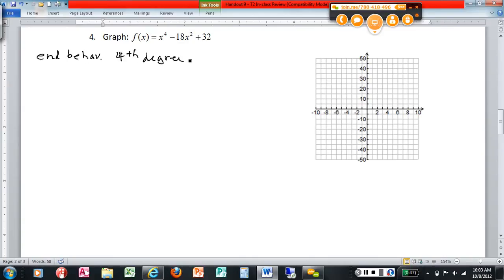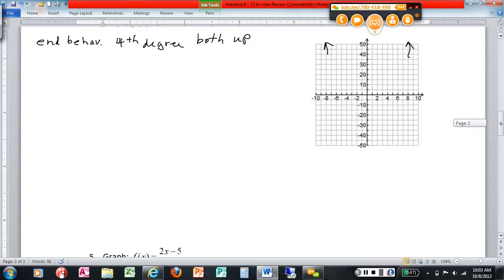Well, the A is we got a positive x to the 4th, so that would mean both ends are up here. If A was negative, they would both be down. Okay, I don't want to go that far.